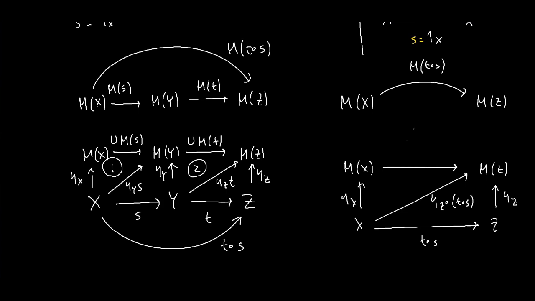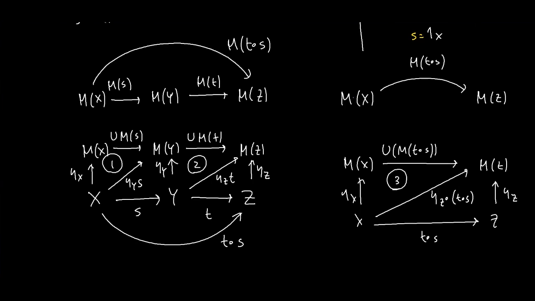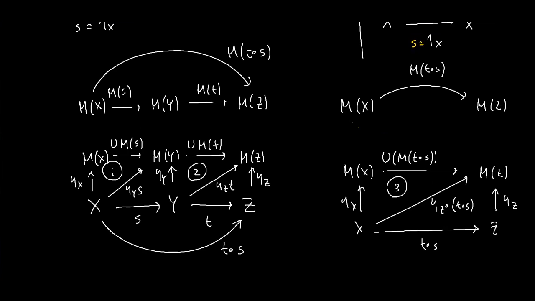So what I know about M of T composed with S is that U of that thing makes this triangle number 3 commute. And again, this is the unique thing that makes this triangle commute. But perhaps, just like before, we can name a morphism that will make that triangle commute. Then we will know that that named morphism must equal M of that composite, because that thing is the unique such thing. And indeed, we want to prove that this thing equals M of T composed with M of S, right? That's what it means to preserve composition.